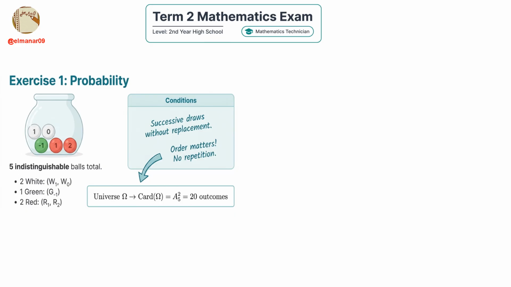Now look closely at the condition box. This is where everything is decided. It mentions successive draws without replacement. What does that mean for us? It means that order is vital and there is no repetition. That is why the cardinality of our sample space omega is calculated as a permutation. Cardinality of omega equals P5, 2, which gives us 20 possible outcomes. Keep that number 20 in mind. It's our common denominator for everything that follows.